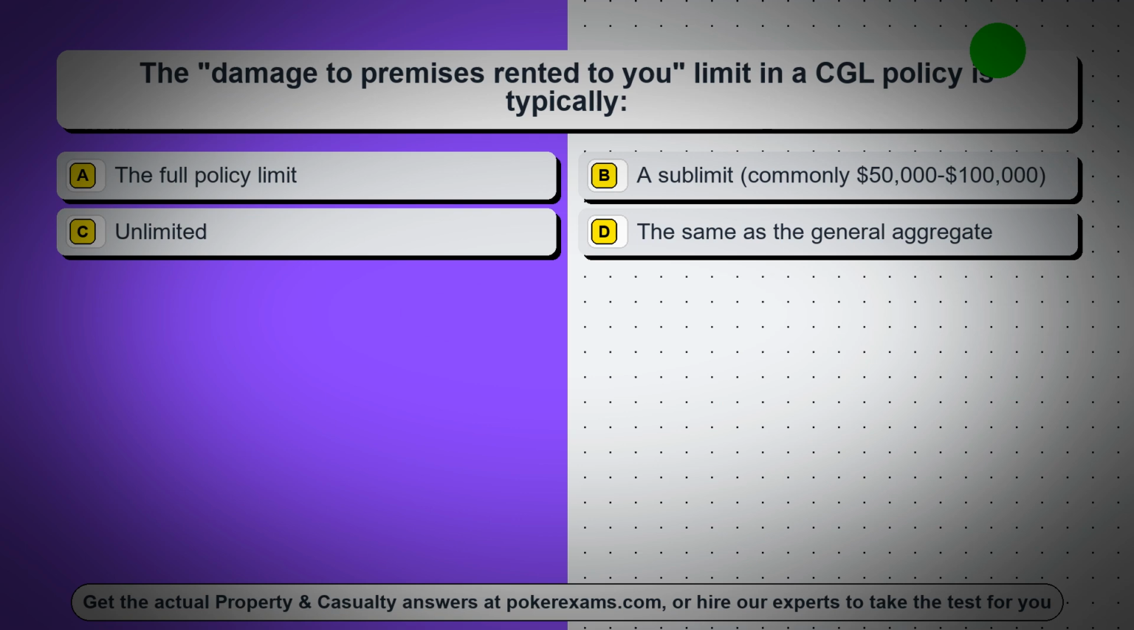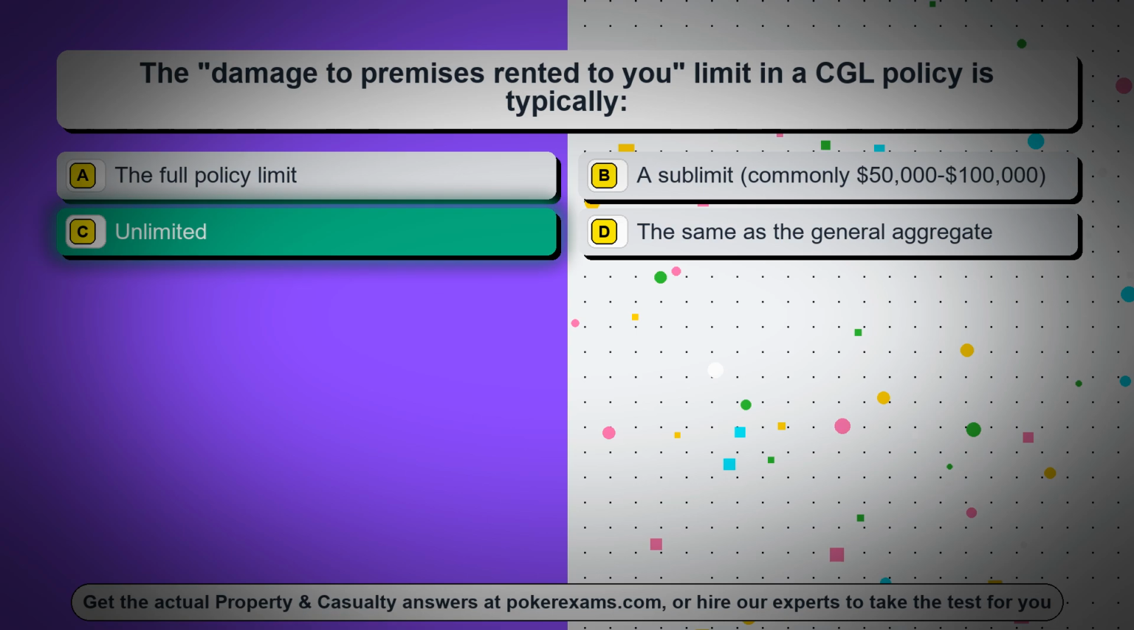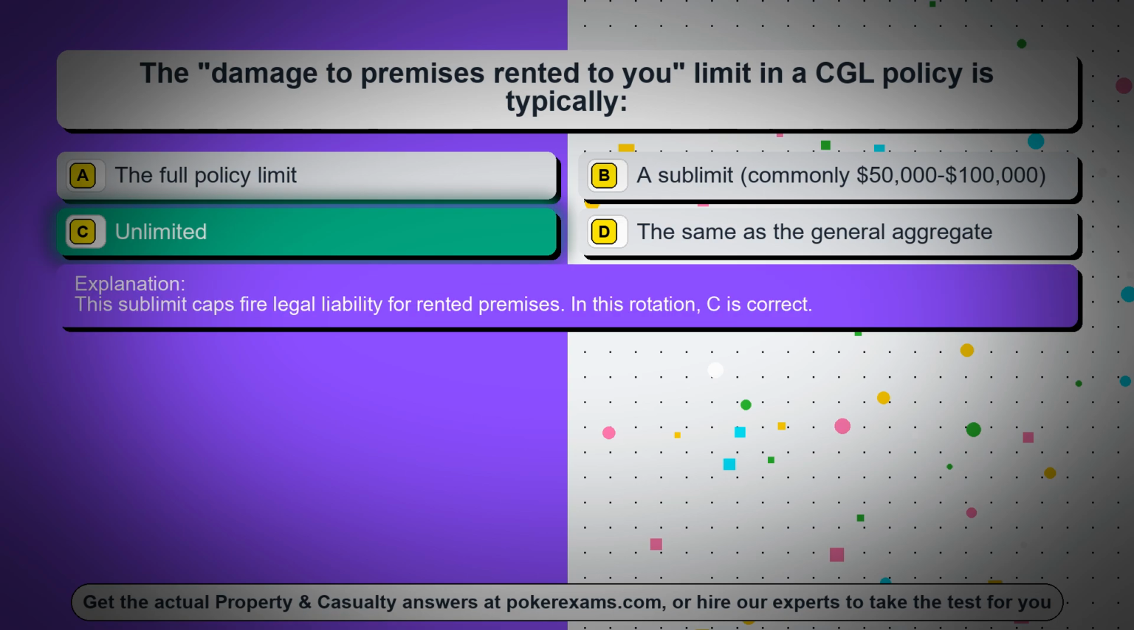Question 23. The damage to premises rented to you limit in a CGL policy is typically: option A, the full policy limit; option B, a sublimit, commonly $50,000 to $100,000; option C, unlimited; option D, the same as the general aggregate. The correct answer is option C, unlimited. This sublimit caps fire legal liability for rented premises. In this rotation, C is correct.